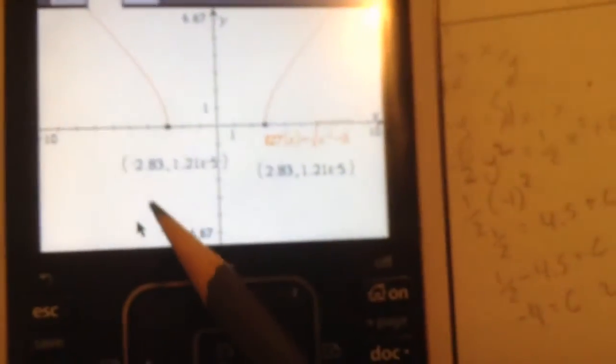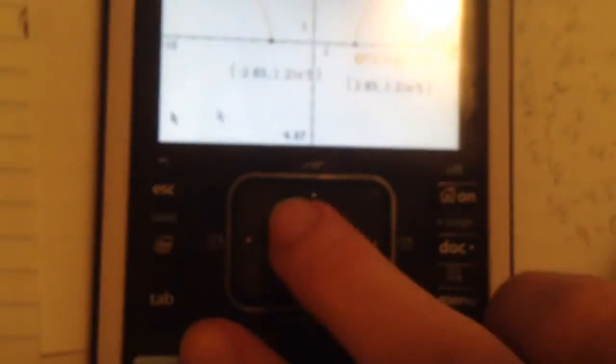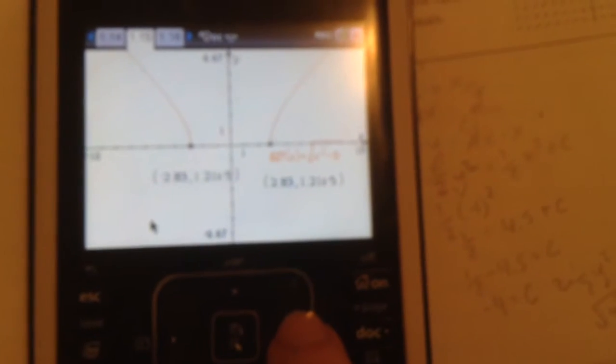So when you square 2.83 or -2.83, you get a value of about 8, or a little bit greater than 8.